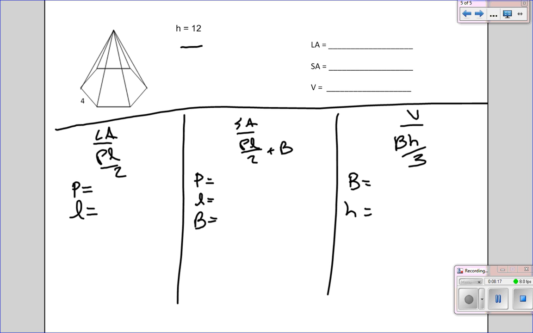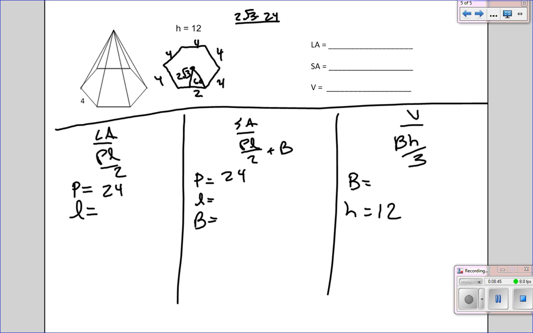All right, so let's draw the base separately. Each side is 4. So the perimeter right off the bat is going to be 4 times 6, so 24. It tells you up top that the height is 12. So let's go ahead and draw our innards here. So hexagon, so it'll be 60 at the bottom, and half of 60 is 2. To go from 30 to 60, it's 2 root 3. So we're going to do the apothem times the perimeter divided by 2 for the area, which gives me 24 root 3 for the area of the base.